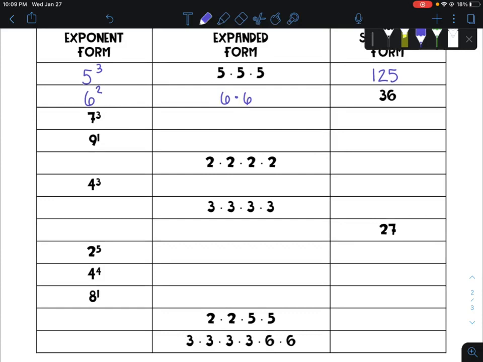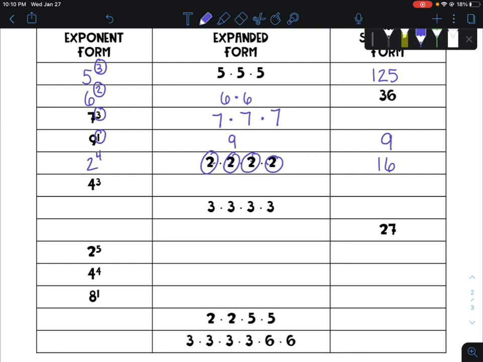7 to the third means 7 times 7 times 7. Remember, this little number up at the top is counting how many times to multiply the base. And we'll do those big multiplications out at the end. 9 to the first power means there's just a 9. There's just one of them, which is just 9. Here we've got 2 times 2 times 2 times 2, which is 2 to the fourth, because there's 4 of them. Okay, 2 times 2 is 4, times another 2 is 8, times another 2 is 16.